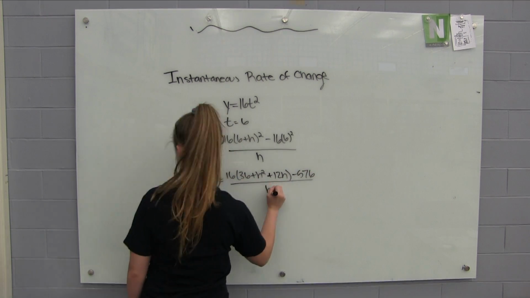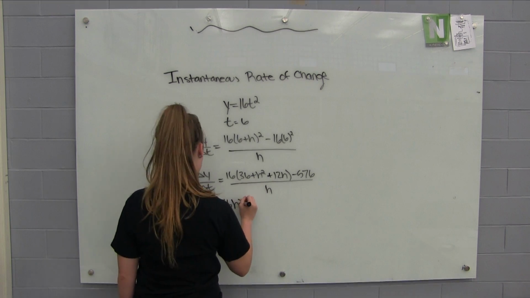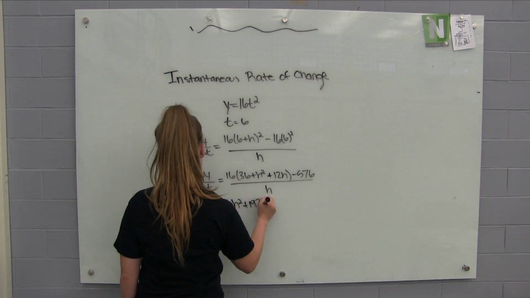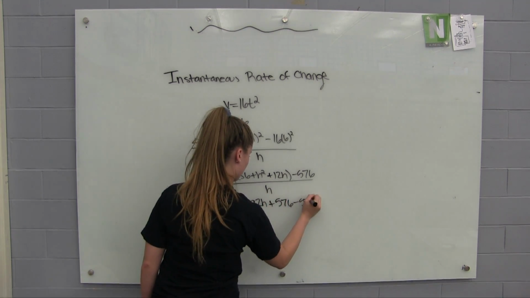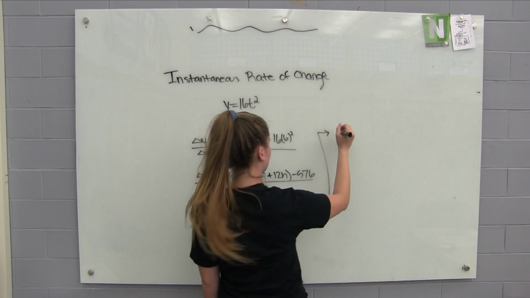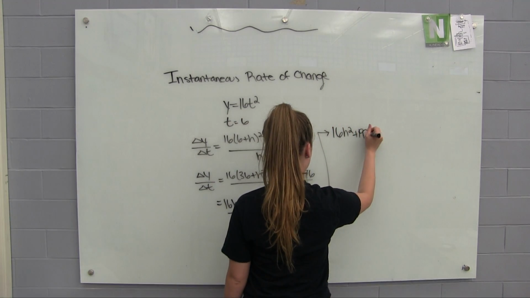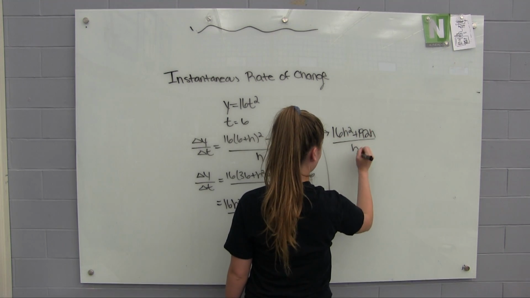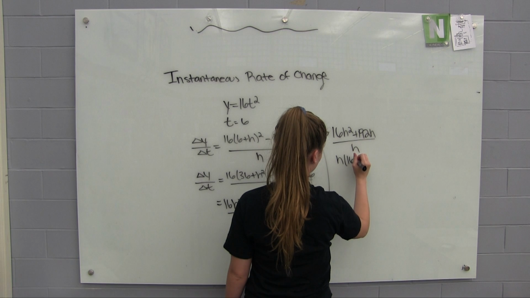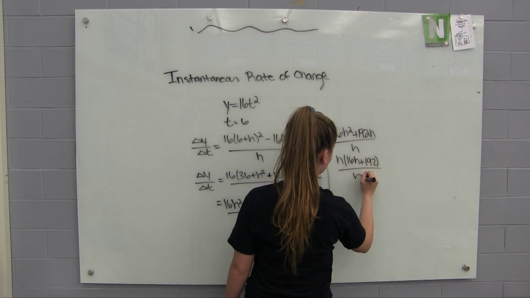Once the numerator has been simplified, it should be brought down to 16h squared plus 192h plus 576 minus 576. The 576's cancel, and now you're left with 16h squared plus 192h over h. Finally, pull an h out of the numerator and cancel the two h's, both in the numerator and the denominator.